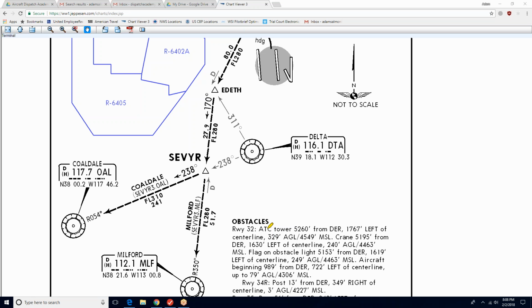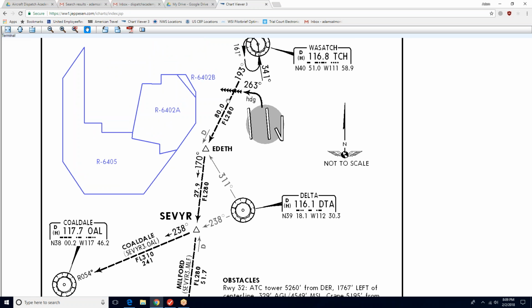These SIDs and STARs that you're seeing on here are not to scale at all. So it looks like it's a lot shorter than it is, but you can see this one that goes out to Coaldale is 241 miles just from Severe to Coaldale. This first leg where they turn left is 80 miles, then another 27.9. And the Coaldale VOR is on the Nevada-California border. That's how far it is.